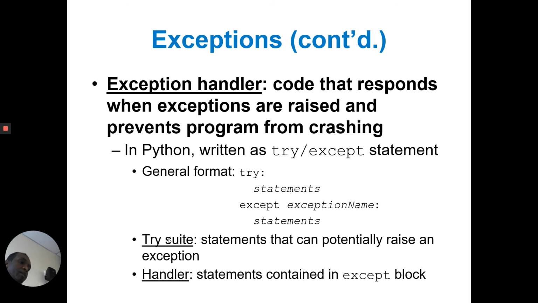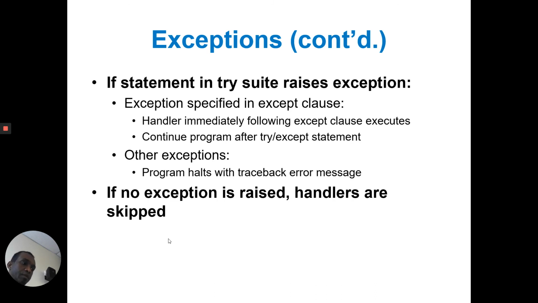So in Python, you write a try except statement. Generally you write a try statement, then except with an exception name, and then a statement. You have a try suite that can potentially raise an exception, and a handler statement that contains the except block. If a statement in the try suite raises an exception specified in the except clause, the handler immediately following the except clause executes. Then the program continues after the try and except statement.